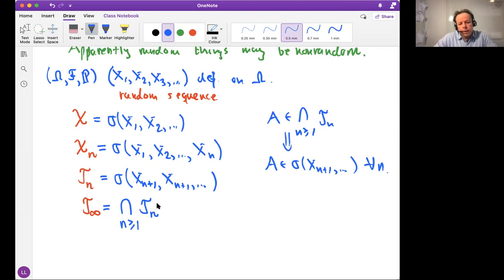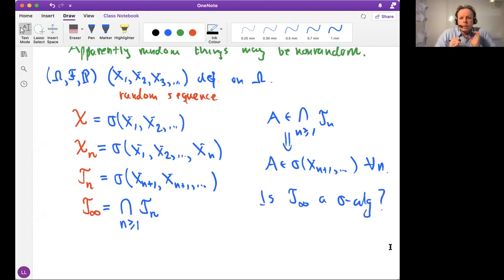An important question is that we take an intersection of a collection of sets. Is this a sigma algebra? Is T infinity a sigma algebra at all? If you have listened carefully so far, you know that the answer is yes. I think in the first or second week we did the exercise showing that any intersection of sigma algebras is a sigma algebra. That's why this makes a well-defined sigma algebra as well.